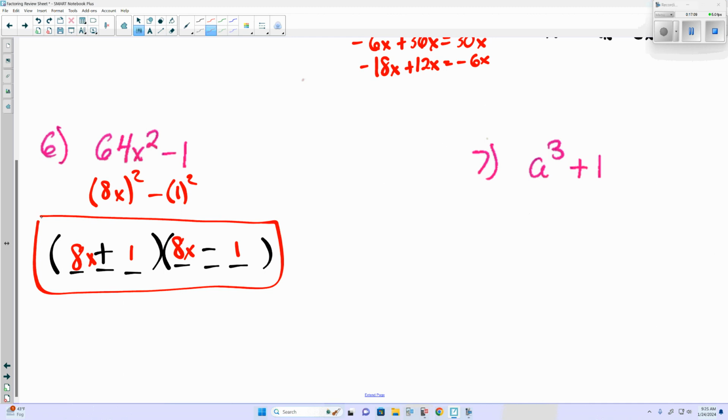Because if we look at number 7, greatest common factor between a cubed and 1, well, there's not one. Because one of them's 1, the other is just a variable. Now, we can tell it's a sum or difference of perfect cubes, mainly because of the variable is to the third power. So it's going to be a sum or difference of perfect cubes. Now, a cubed is just a. The cubed root of 1 is 1.